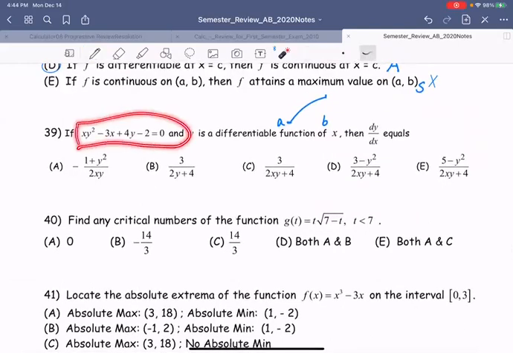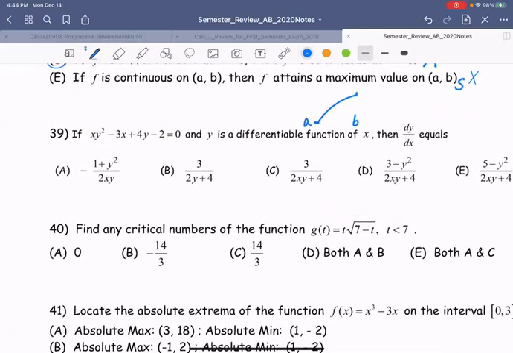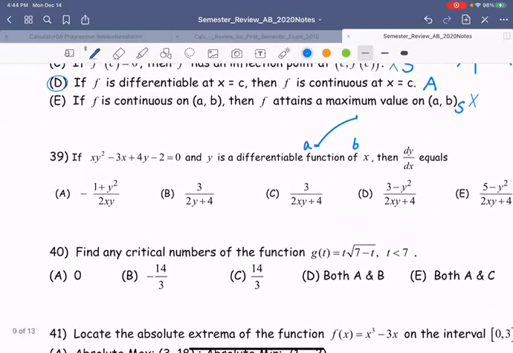Let's see here. Do the implicit method. So you are going to do the derivative. X derivative is 1 times y squared plus x times y squared derivative is 2y times dy over dx. And then minus 3 and then plus 4 times dy over dx equals to 0, right?